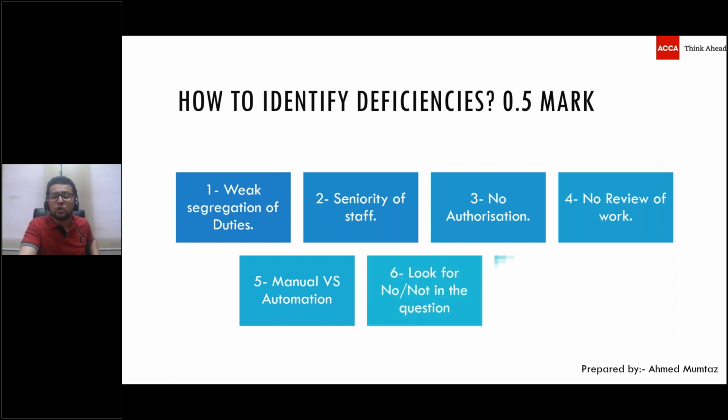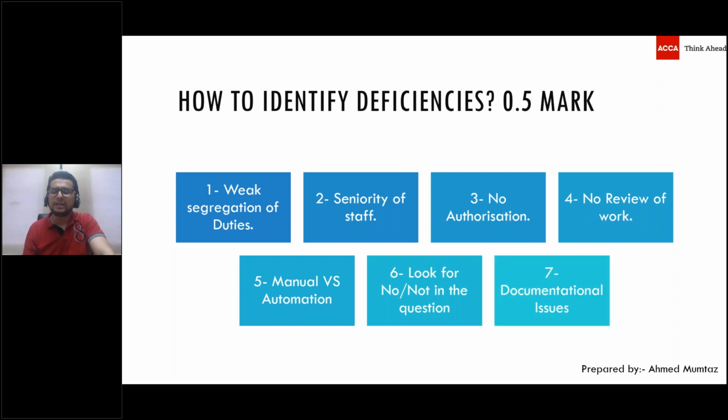So look for the no or not in the question. Sometimes the examiner would say the bank reconciliation is not performed. So this is something you should look out for. If the examiner is saying this is something not performed, the accounts are not reconciled, when the goods are received they are not evaluated for quality, this is an indication that this is something which we call a deficiency.